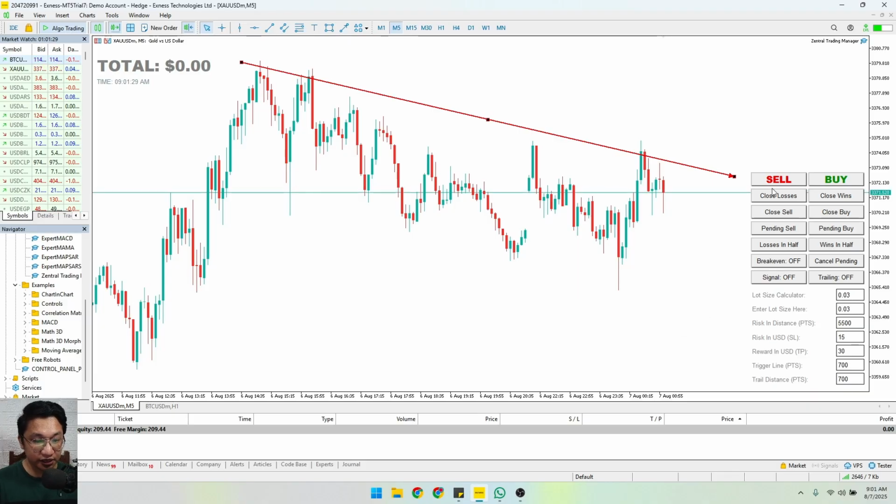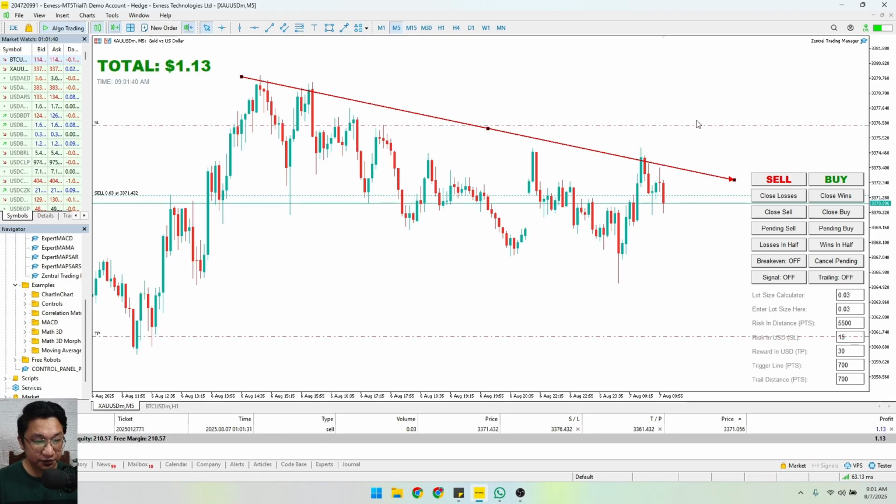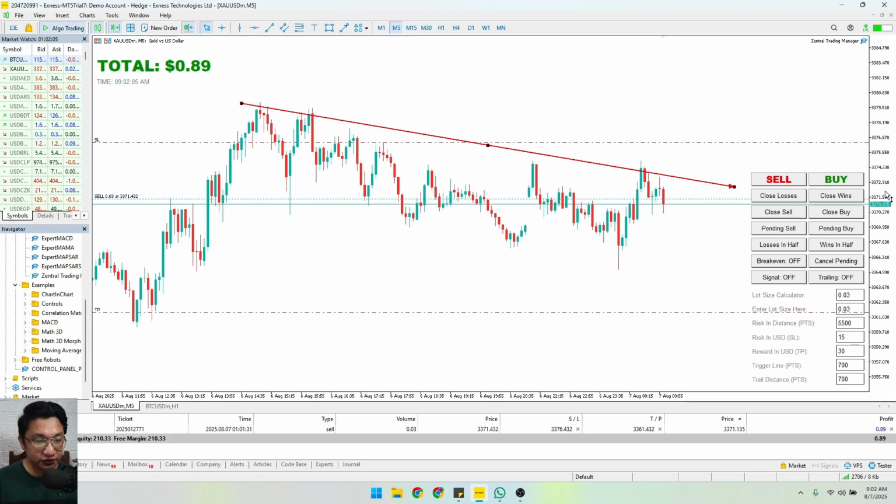And then if we are going to follow that once we enter trade, so that's the proper distance that we have in mind. So that is how you're going to use the lot size calculator here in Zentral Trading Manager. Again, first, identify your risk. How much risk are you willing to sacrifice for this trade? Your reward, and at the same time, your risk distance. How close or how far would you like your 15 USD to get triggered?